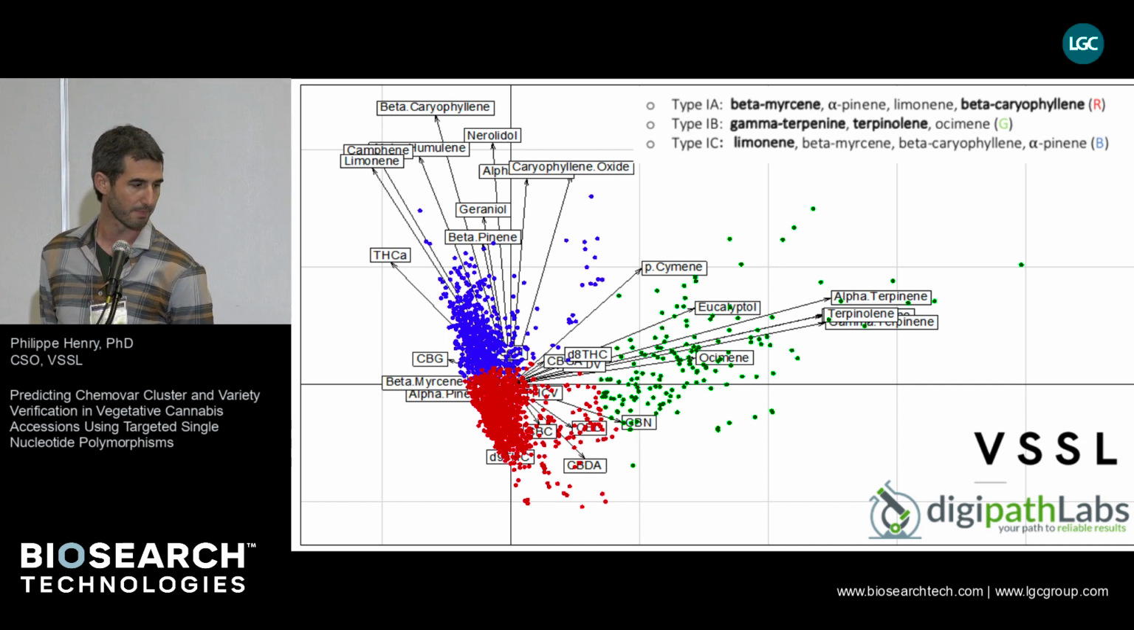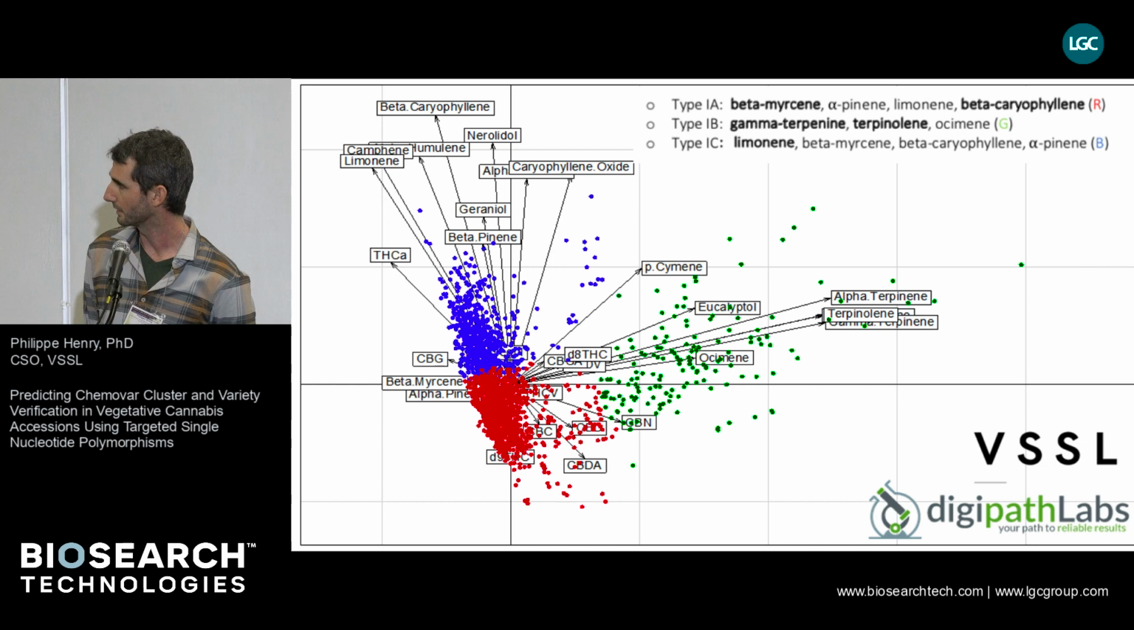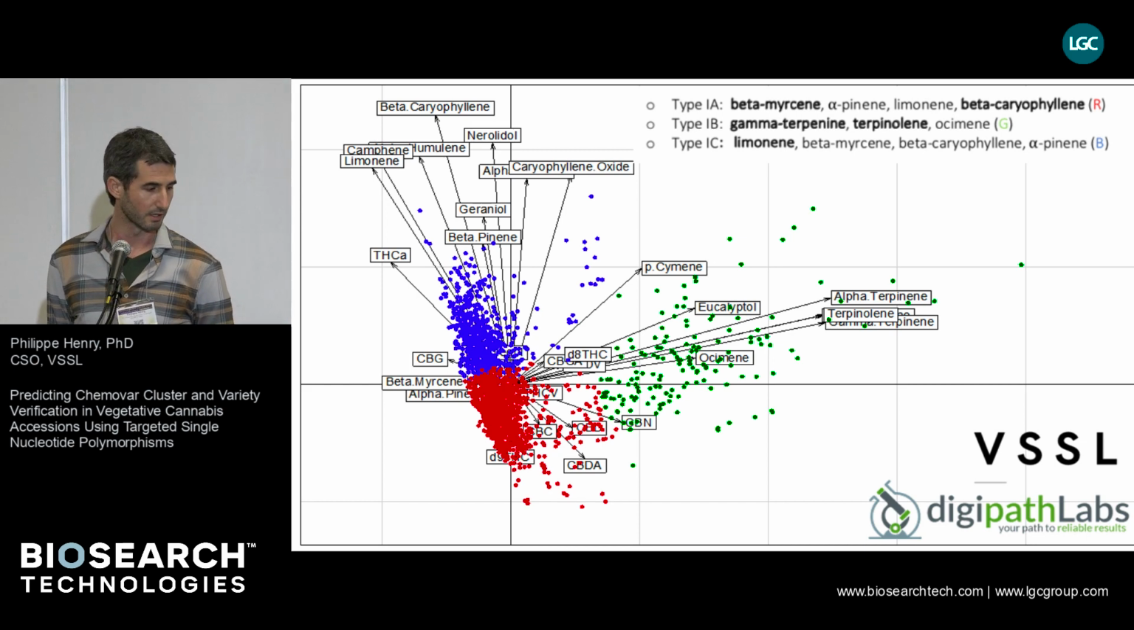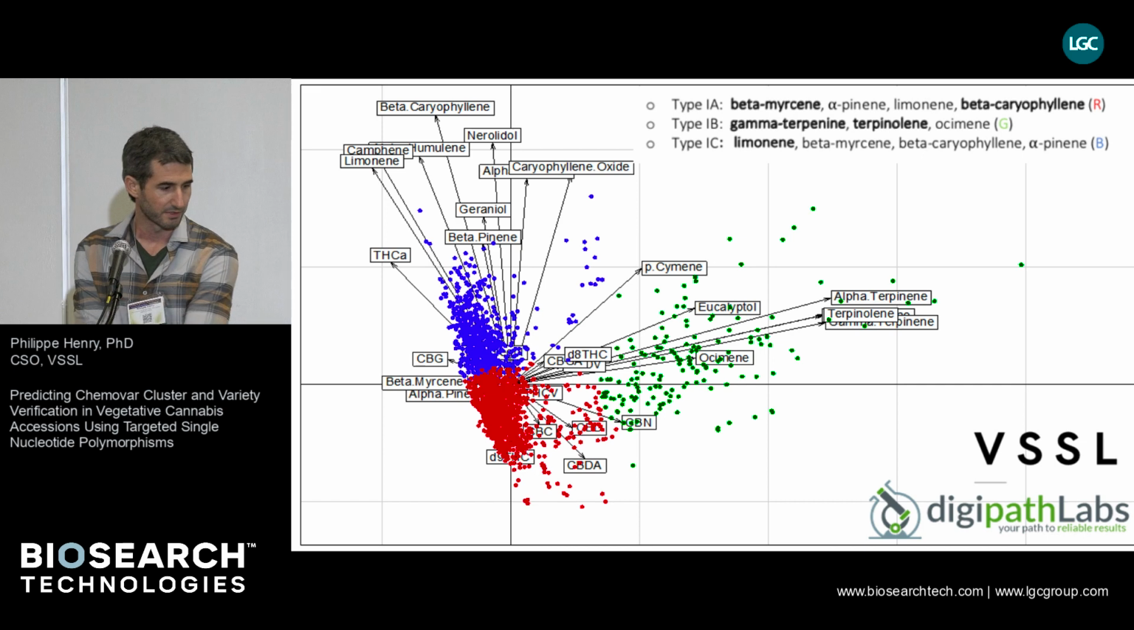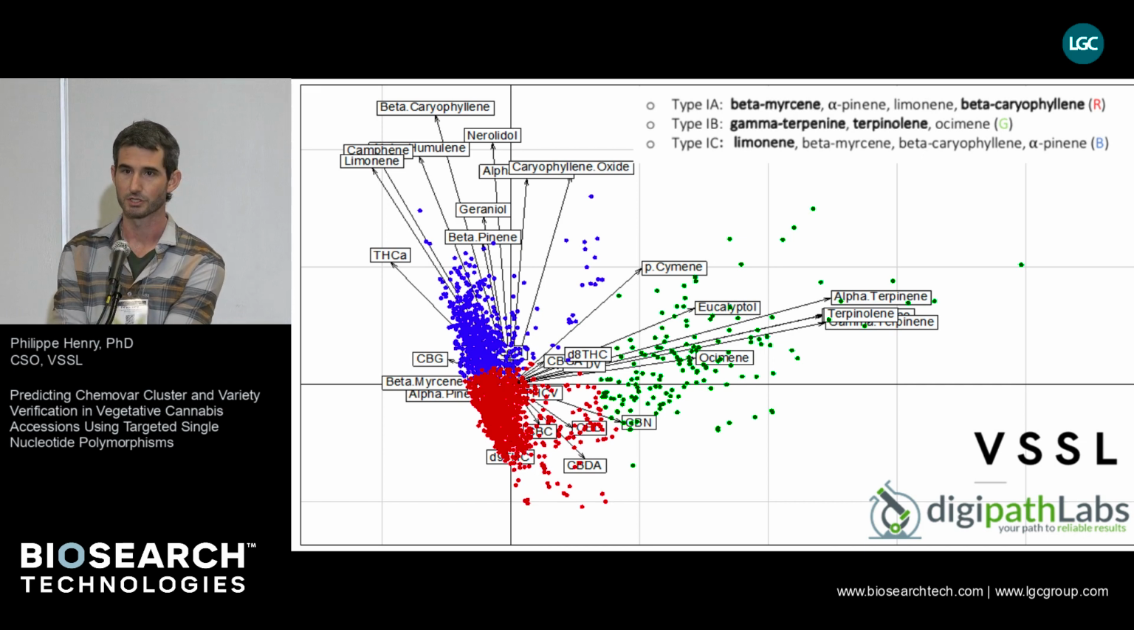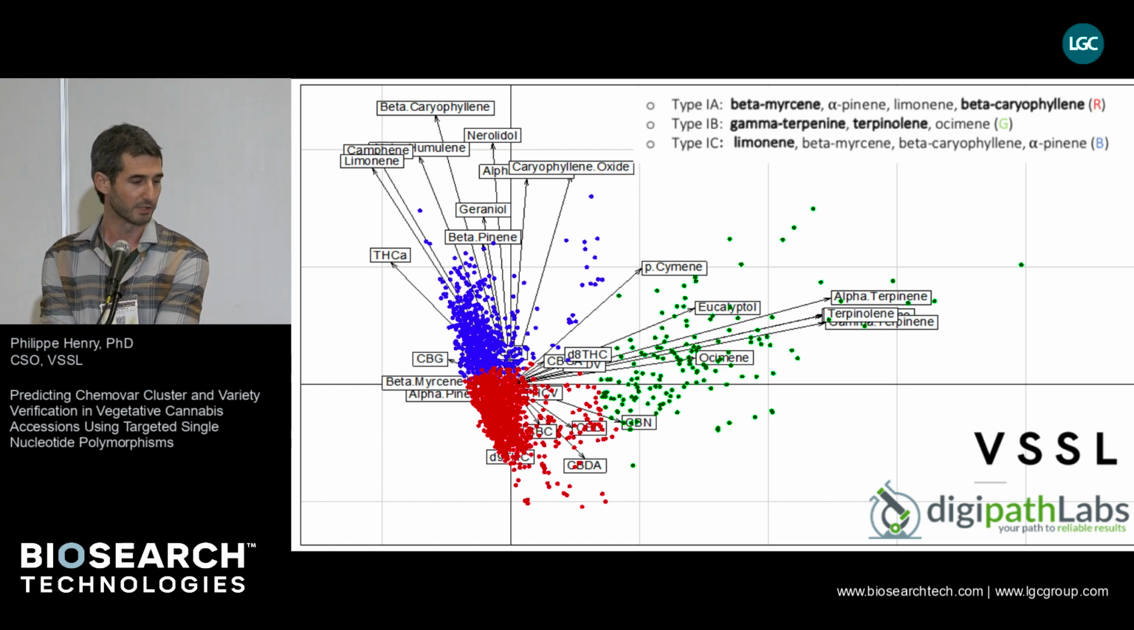But what you can see, this is a principal component analysis of about 5,000 data points. And we were interested in seeing how they clustered based on the chemotypic information. So what we found is that there are three major groups, and this is just drug-type cannabis, so high resin producing medicinal commercial varieties. These varieties cluster into three major groups.